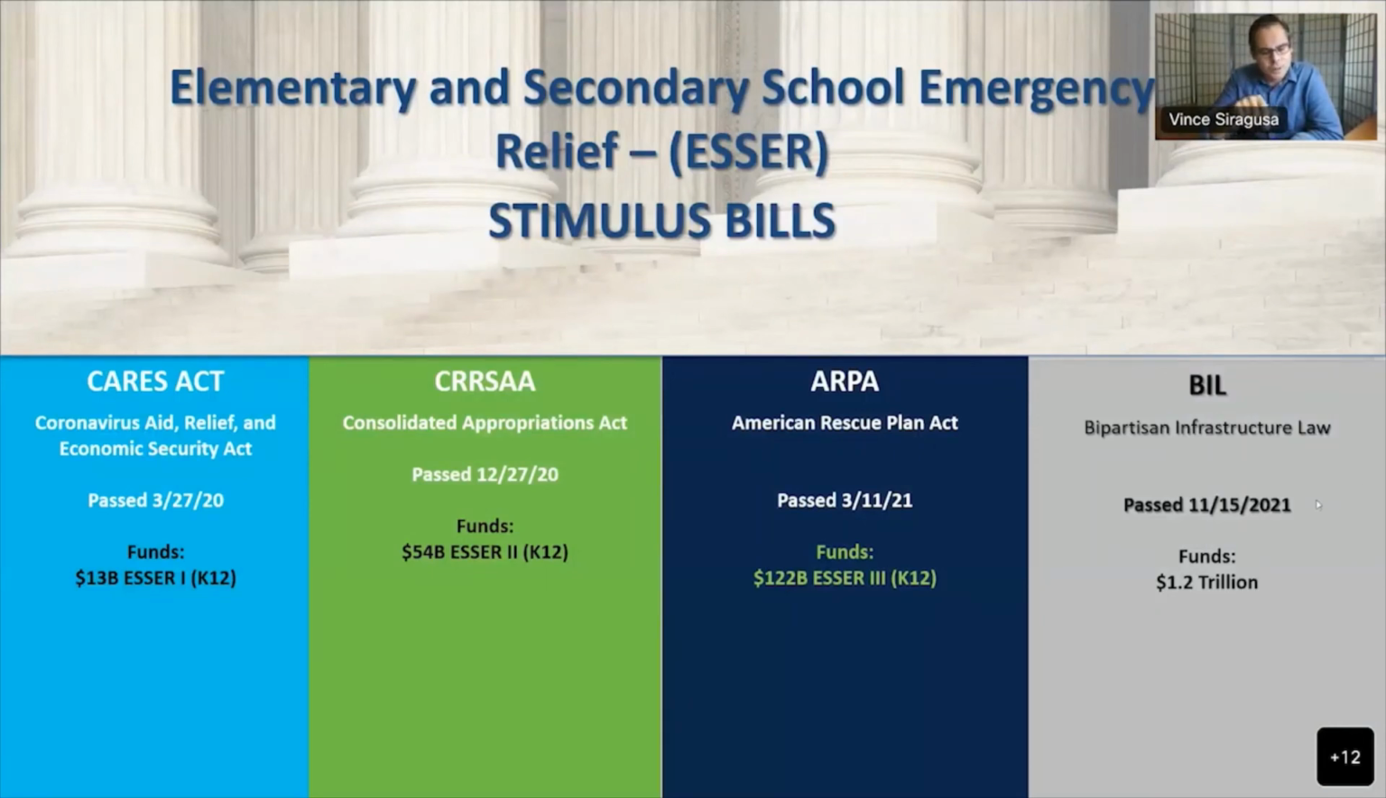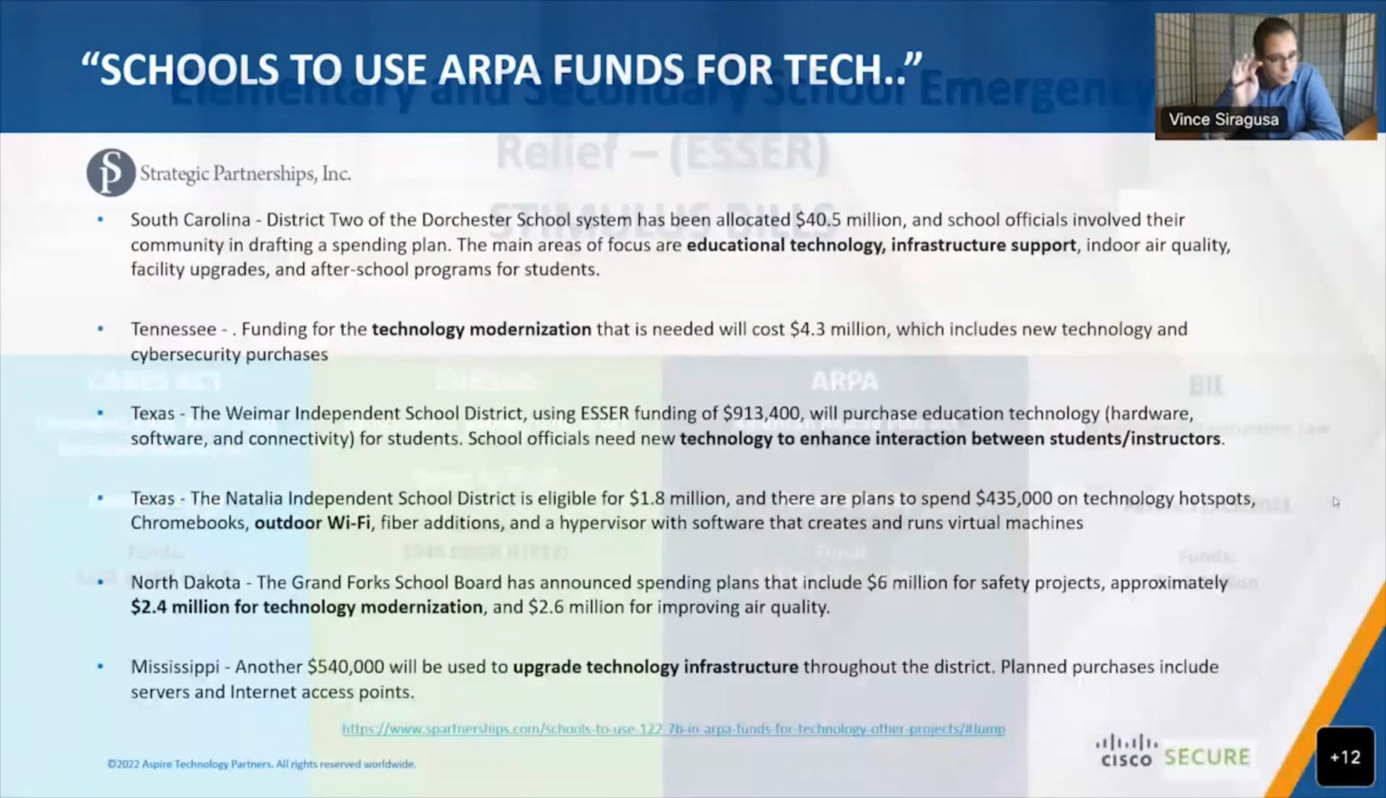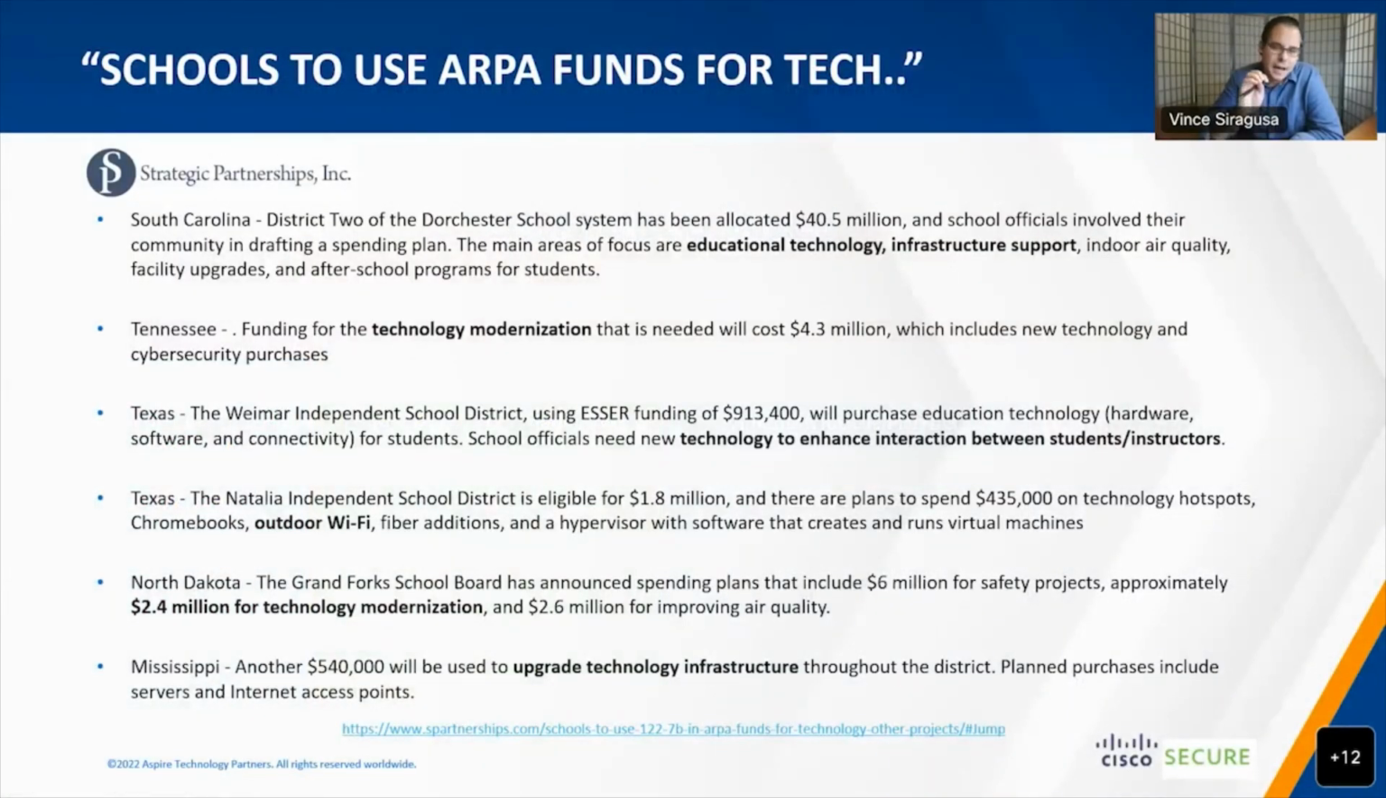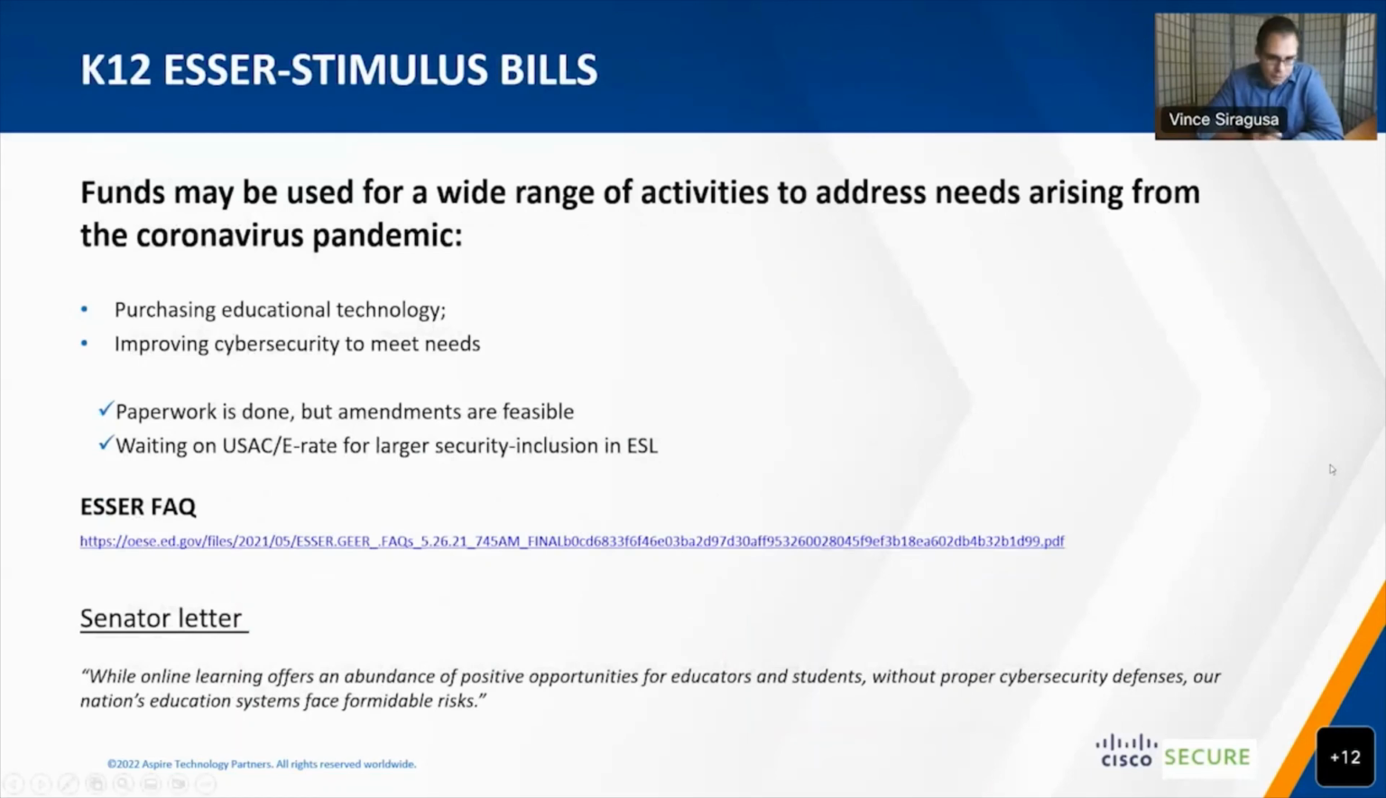The next slide here reinforces really the open-ended nature of what ESSER can do. This is a formula-based allocation. This is a snapshot from a few months ago, just giving an example of what districts have done across the country, looking at technology modernization, looking at educational technology, looking at engagements between teachers and students. And with the next slide, there's a lot of flexibility with this particular program.